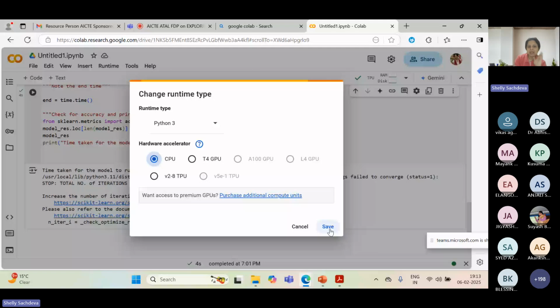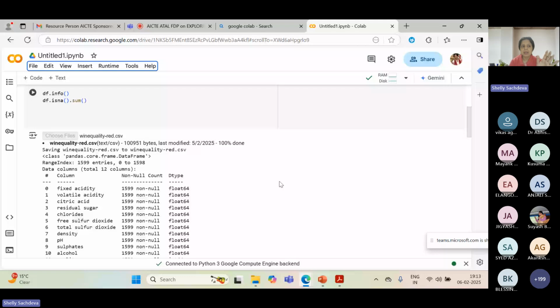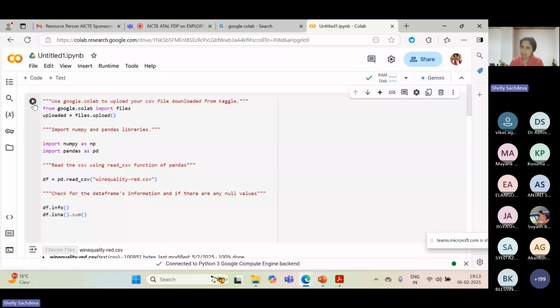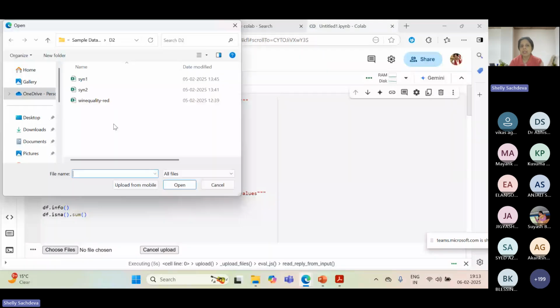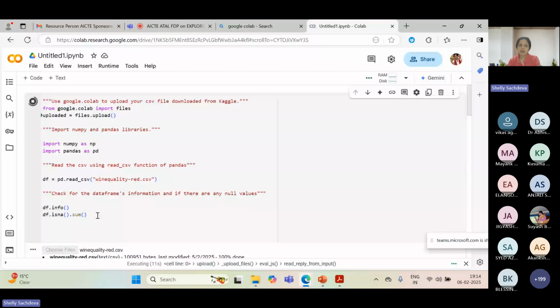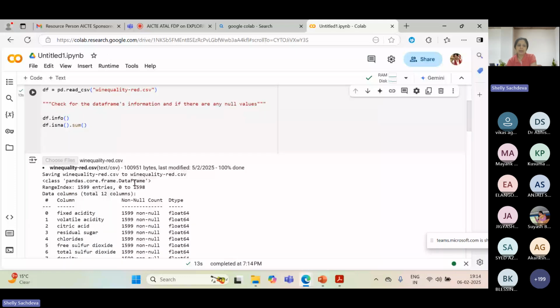So now it started connecting to the Python 3 Google Compute Engine. Now what I have to do is, from point number 1, rerun the program. I have to again upload the files because I have changed the environment. So now I am running it on a CPU. I have to upload the data again, so this was the code for uploading the data. I had to rerun the code. It prompted me which data set, I selected it, and it uploaded it.